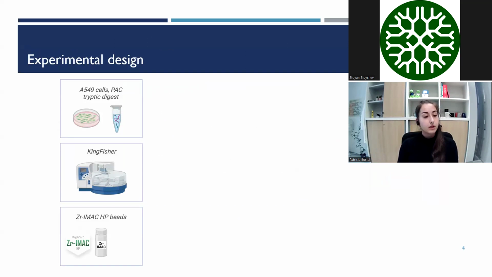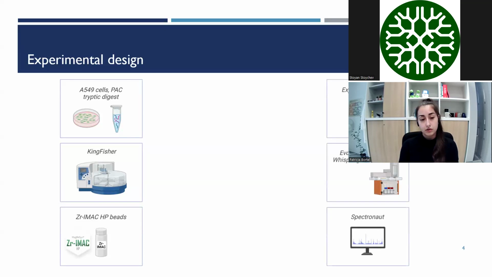So our workflow implements the zirconium IMAC HP beads from MagReSyn on the KingFisher platform. And as an input for the workflow, we used 30 micrograms of peptide from a tryptic digest from A549 cells. And we used this peptide amount for all of our standard evaluation because this represents the optimal amount for subsequent LC-MS analysis with the Whisper gradients on the Evosep One and subsequent MS analysis on the Exploris 480. And as a software, we use Spectronaut in library-free mode.